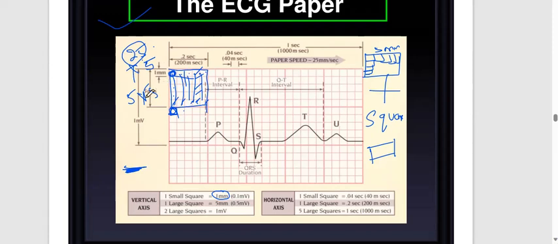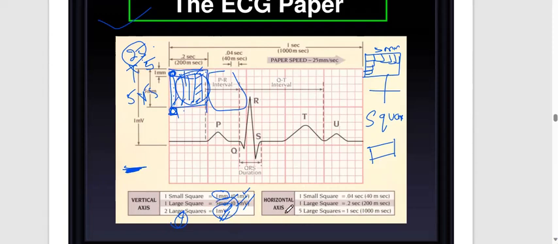Okay, so you should remember that for traveling 1 mm, the electricity required is 0.1 millivolt. One large box will take 5 mm, okay, one large box is 5 mm, no? So 5 mm is 0.5 millivolt. For two large boxes, how much? 1 millivolt. For two large boxes on the vertical axis, we need 1 millivolt of current.